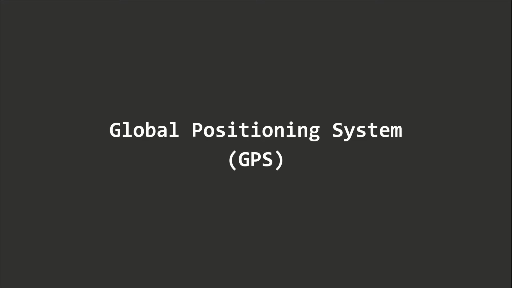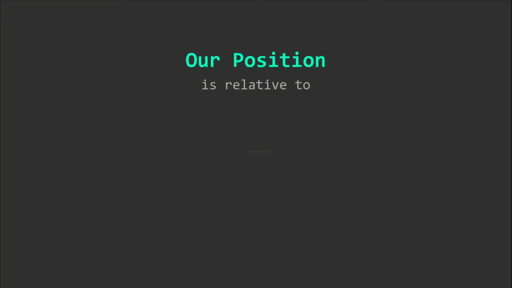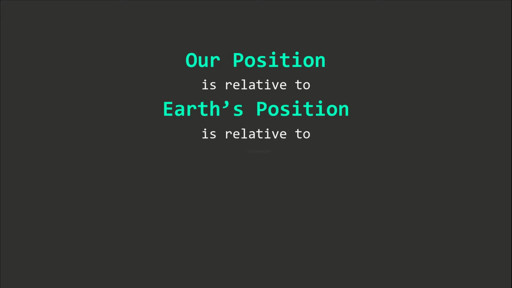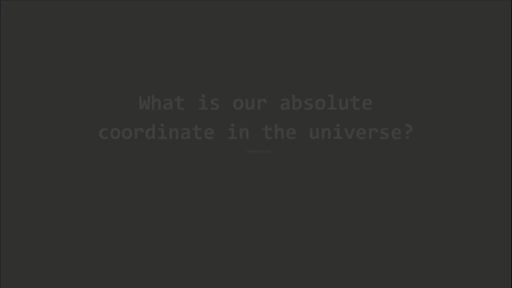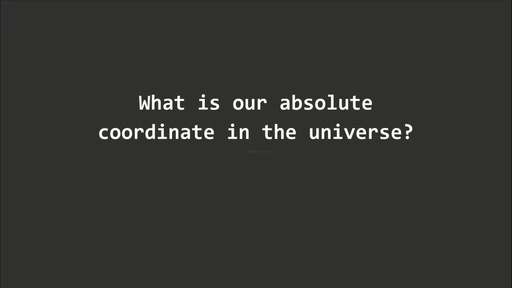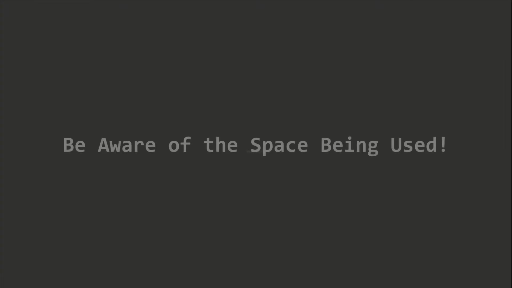Our GPS coordinate is relative to the Earth, and the Earth's position is relative to the solar system, and that of the solar system is relative to our galaxy. It is extremely difficult to define an absolute global space in our real universe, but it is relatively easy in video games. We should be aware of the space when designing our game.